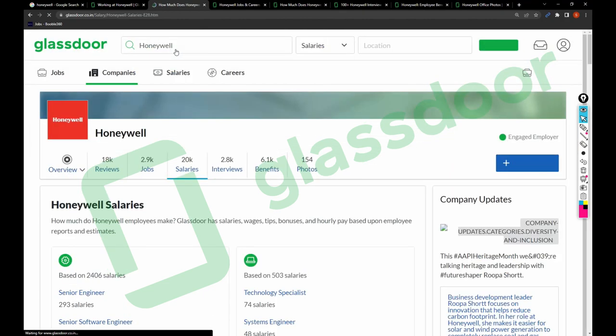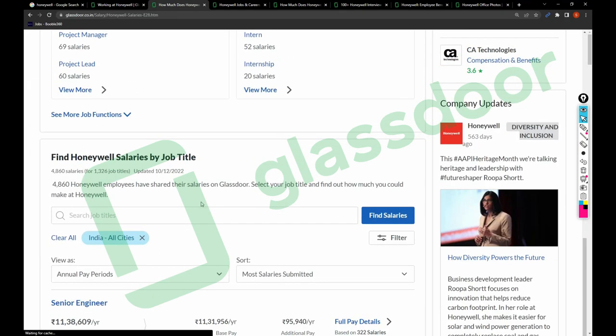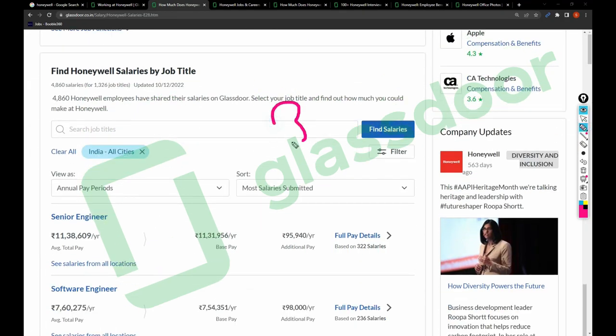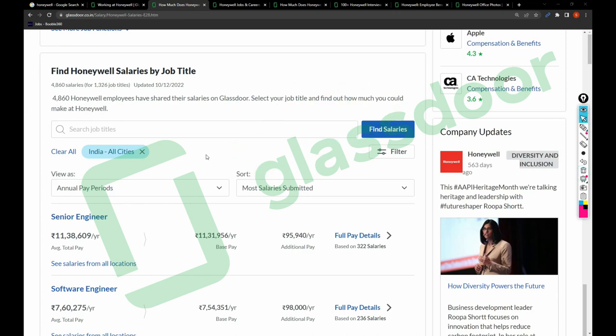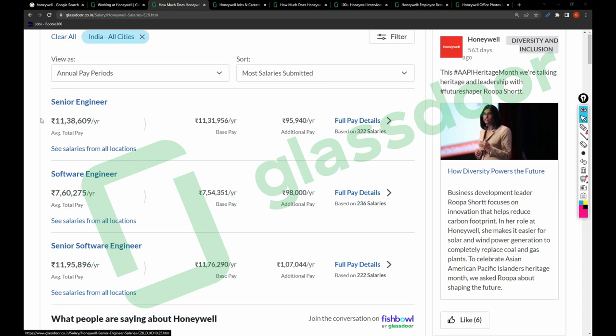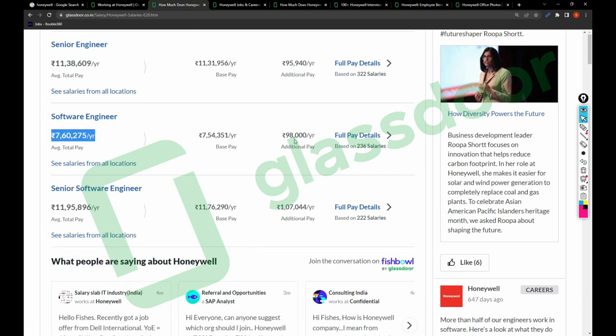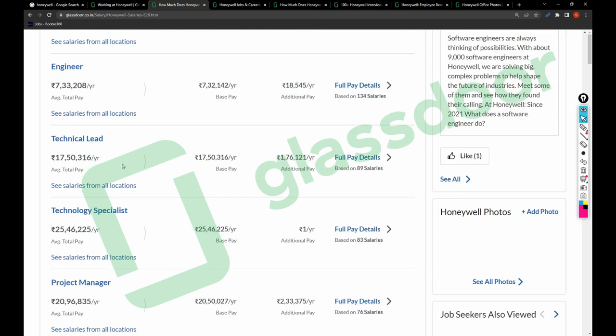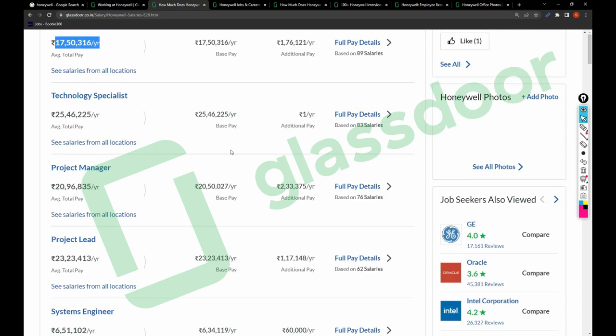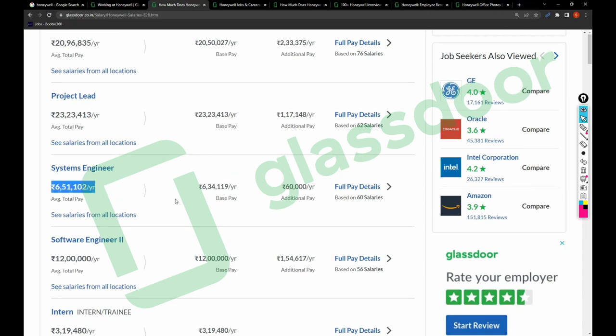And next, salaries. The rating was 3.8, which is good, I would say. And talking about the salaries, for senior engineer the salary is around 12 lakh. Software engineer, 9 lakh. Tech lead, around 20 lakh. Technical lead, 19 lakh here. Technology specialist, 26 lakh. Systems engineer, 7 lakh.